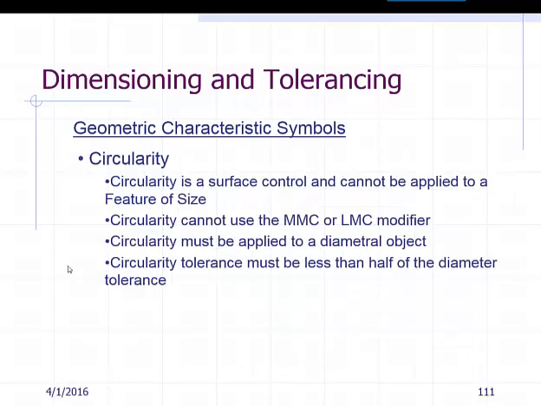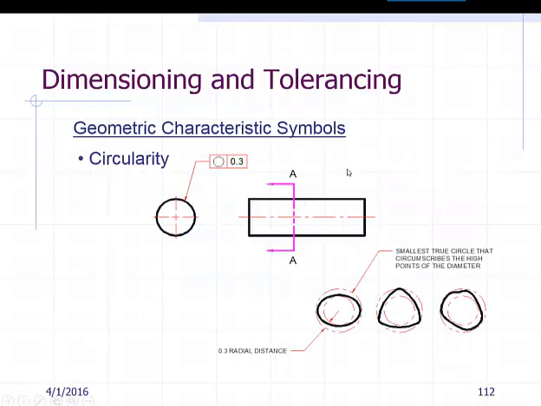So we don't use the MMC or the LMC on this one. It's obviously got to be a circular diametral object. And the tolerance itself must be less than half of the diameter tolerance. And what we'll typically see is a percentage of the tolerance. So it might be like 20% of the tolerance or 30% of the tolerance, something like that. So you have to do a little bit of calculation to figure it out. So it's not a feature size, it's just a surface control, kind of like straightness. So it's just going to point to a surface or circular shape, not be attached to the dimension itself.